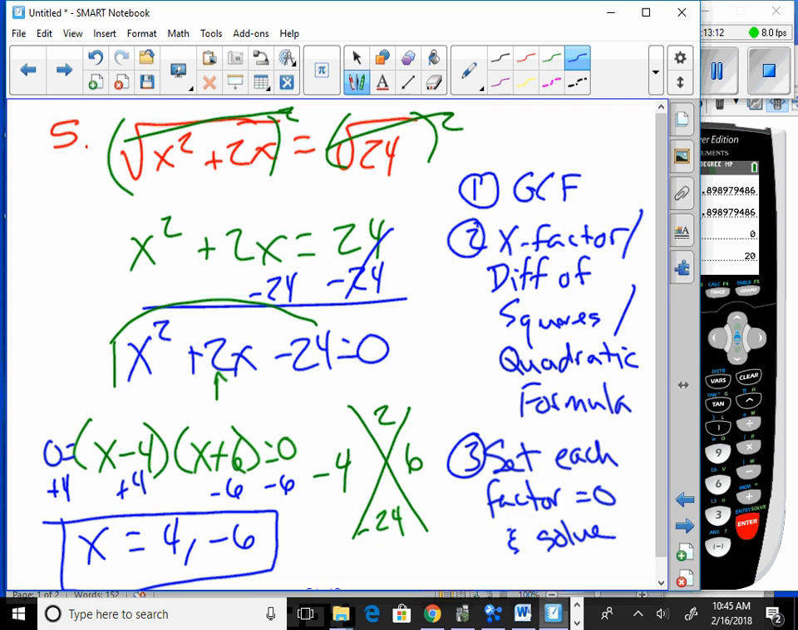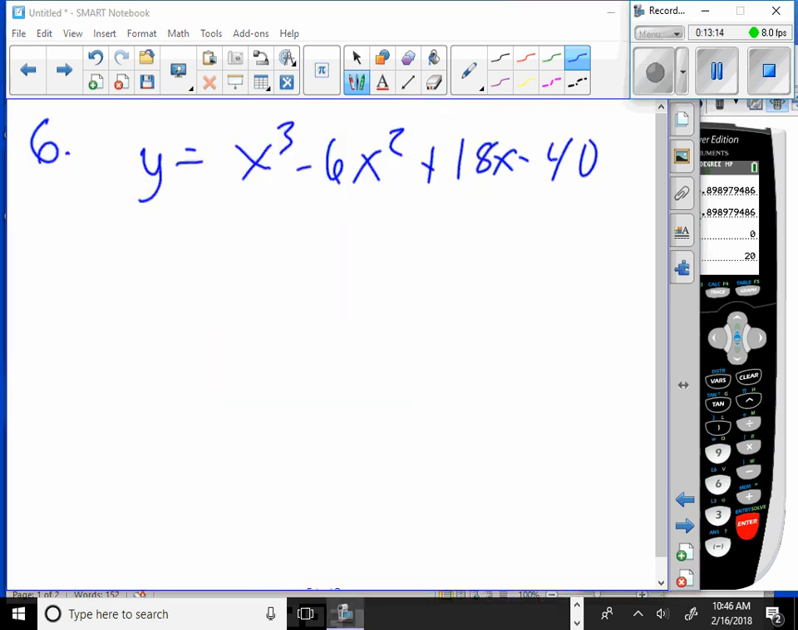But in this case, both of them would work if you went and checked. Okay, so on 6, we're given this equation, and it says one root is 4. What are the other two roots?